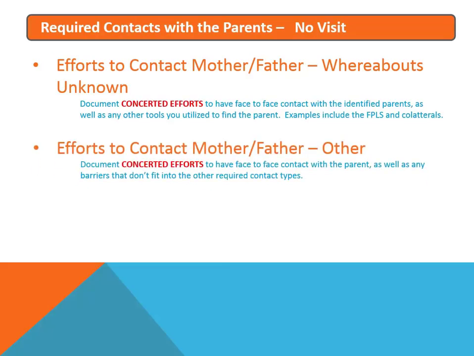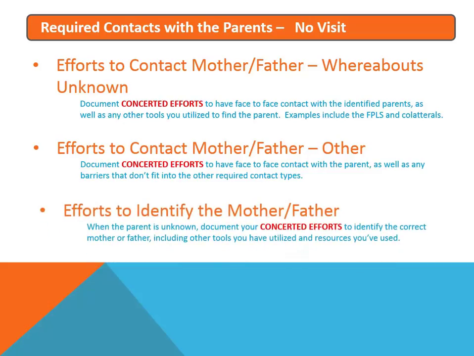The 21st and 22nd required contact types are efforts to contact the mother, other, and efforts to contact the father, other. These types of required contacts should only be selected when you've made concerted efforts to contact the parent, but none of the other specific types of barriers will fit your case circumstances. Make sure to document your concerted efforts and barriers to locate the parent that were outside of your control.